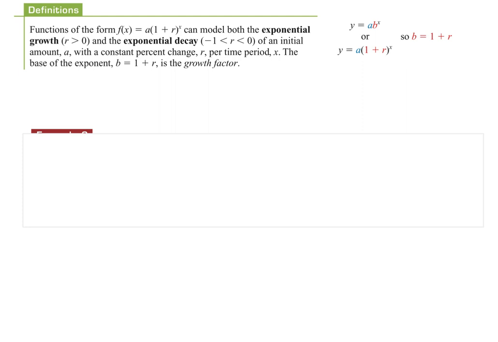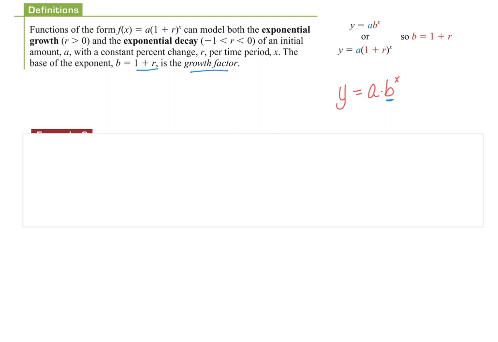So when you're looking at functions that are in an exponential growth or decay, we've already learned that it is written y equals a times b to the x. And this b represents really your growth factor.